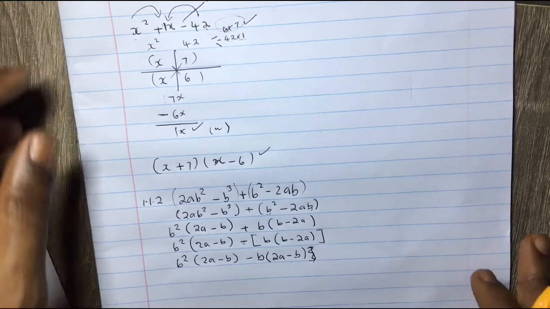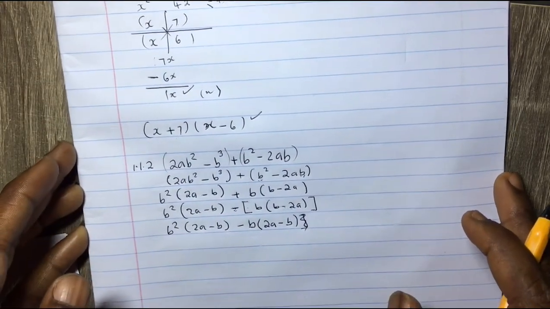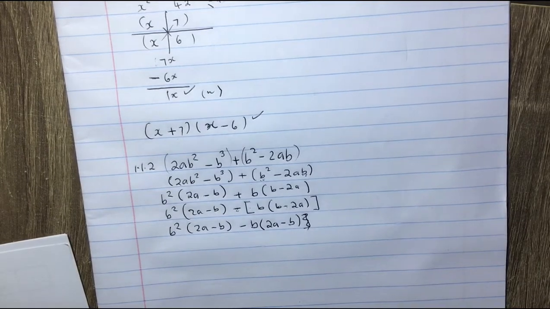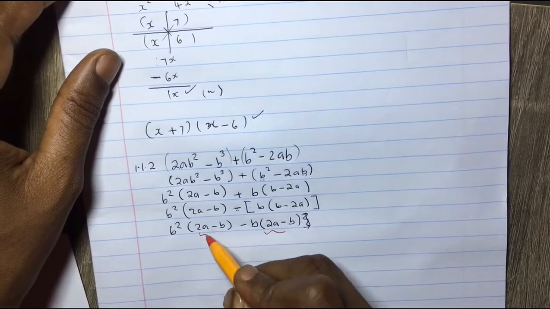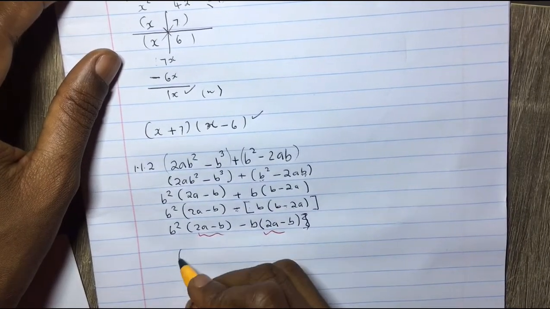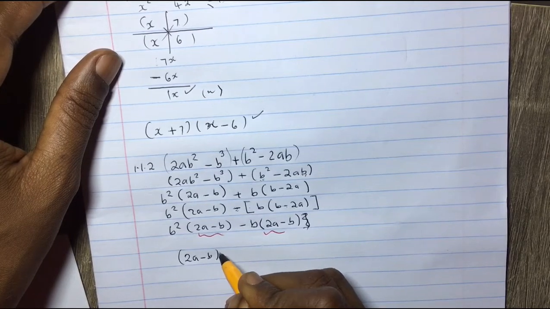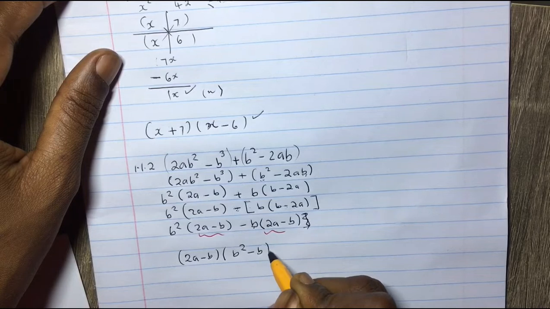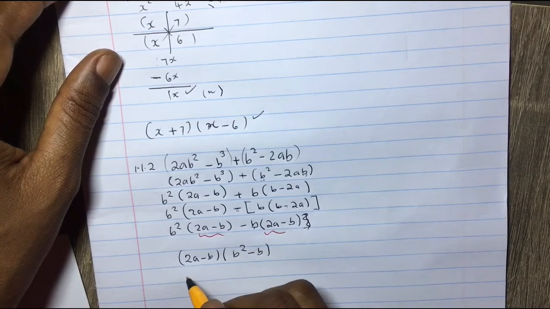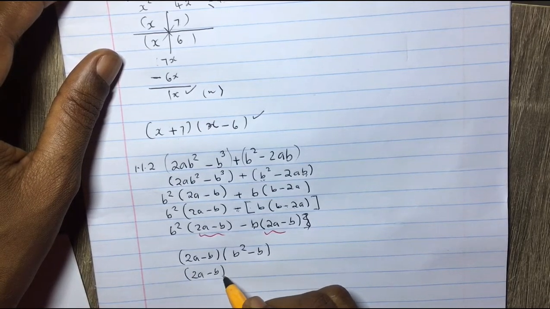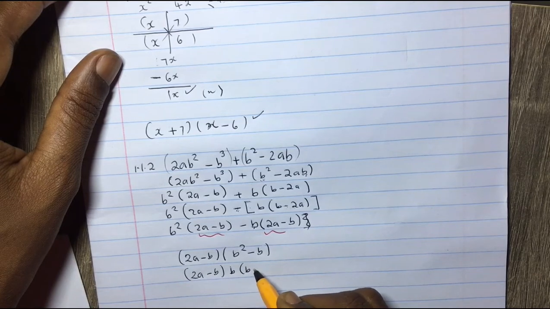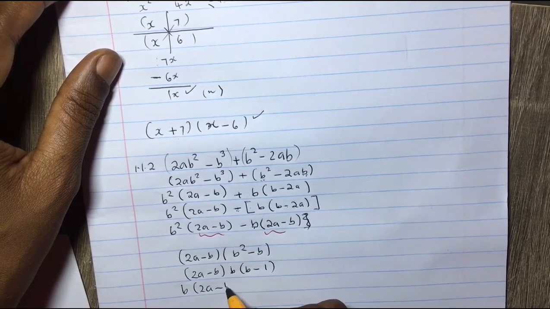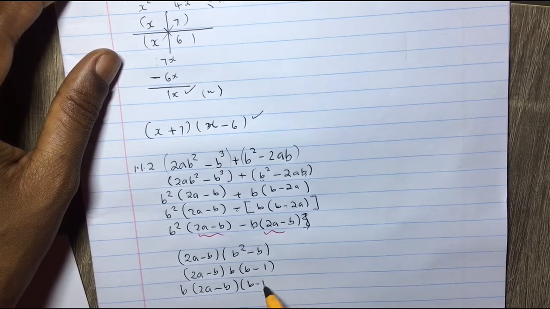So you can see, remember, the whole concept of factorizing is to identify the common factor. So these two are common factors. So I'm going to have what? 2a minus b into, then I group the other ones. b squared minus b. So take out a common factor there. b minus 1. So the answer will be b, 2a minus b, and b minus 1.